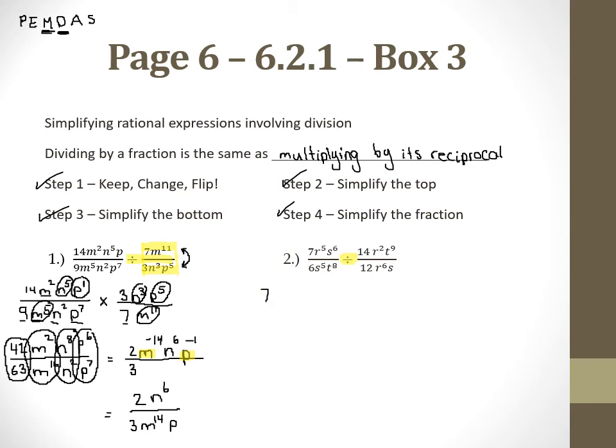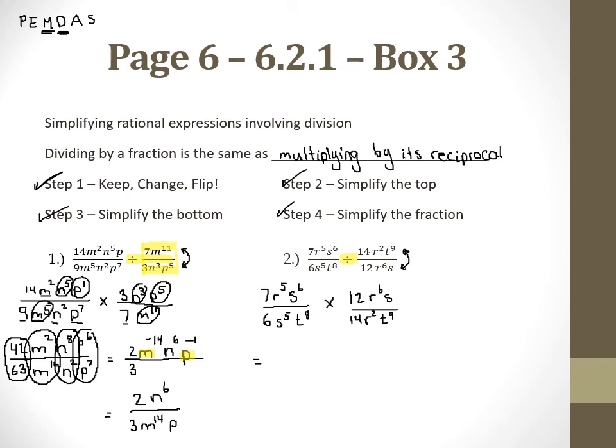We're going to keep the 7r to the 5th, s to the 6th, over 6s to the 5th, t to the 8th, change to multiplication, and multiply by the reciprocal of this fraction. So the reciprocal, the 12r to the 6th s comes up top, and the 14r squared t to the 9th goes on bottom. So that's step 1, keep, change, flip. Now we have a multiplication problem to deal with instead of a division problem. So that makes life a little bit easier.